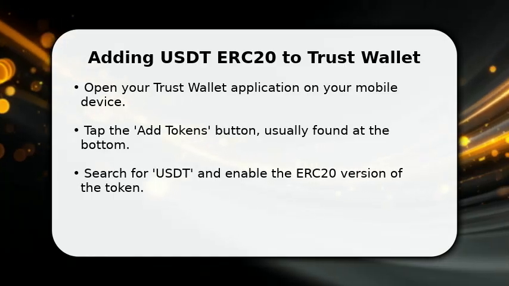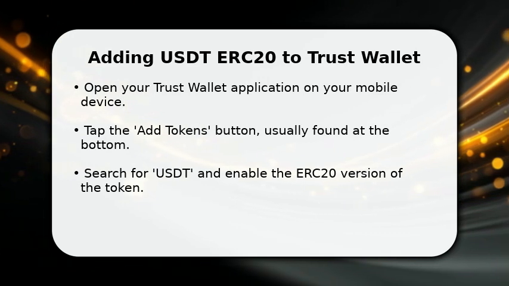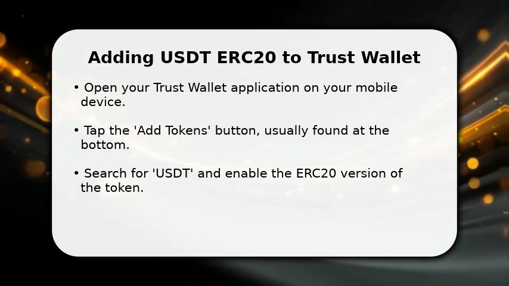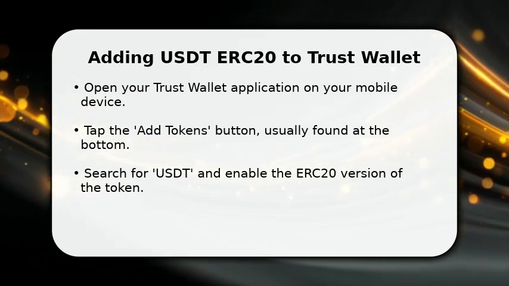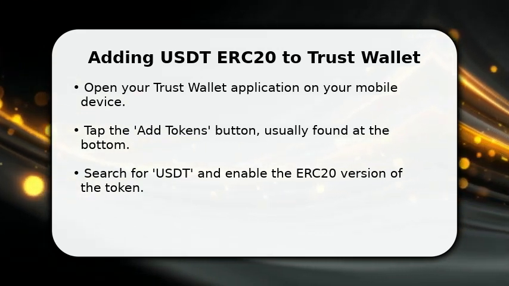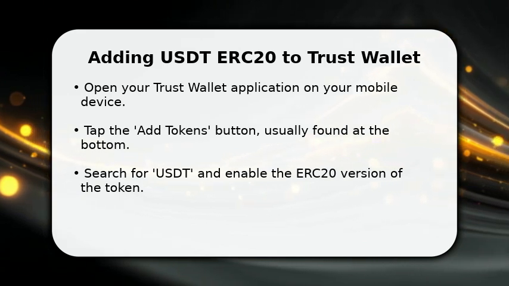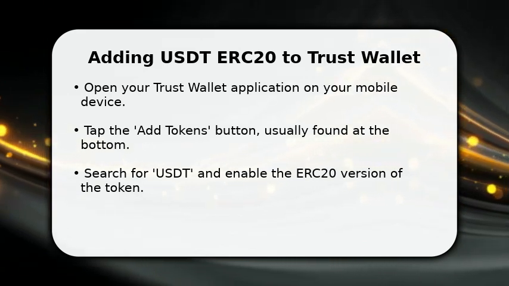In this video, I will explain how to get USDT ERC20 on Trust Wallet. First, open your Trust Wallet application on your mobile device. Once open, look for the Add Tokens button, typically located at the bottom of your screen. Tap this button, then use the search bar to find USDT.